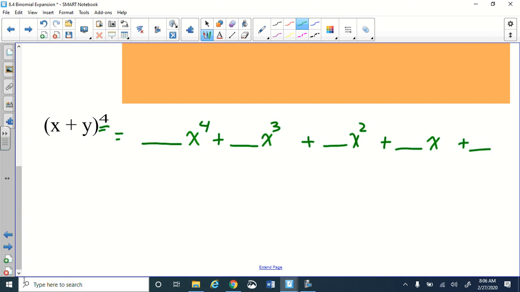And then finally, we're going to start with y because x is gone. So I'm going to switch colors, and I'm going to do y. I'm going to start from the very right, and y at the end will always be raised to the power that the binomial is raised to.